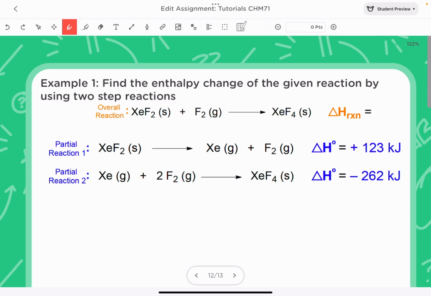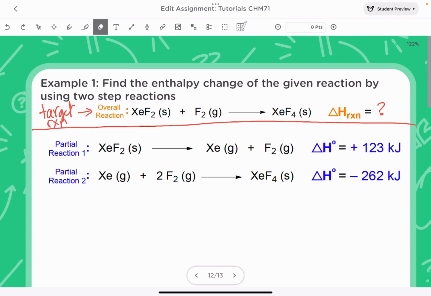So here in this one, we have a given overall reaction, and we are interested in finding the enthalpy of this reaction. So what's the way to do that? First, you need to know who's your target reaction. And you start looking for the reactants and the products of your target equation. Search for them in the given equations.